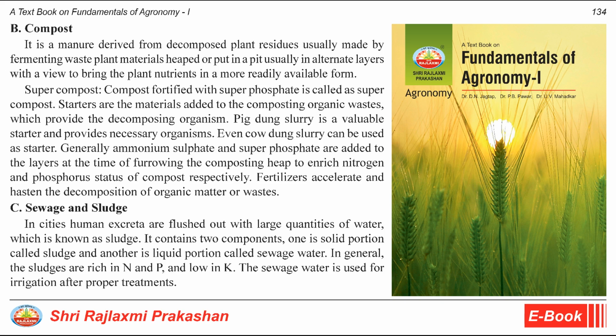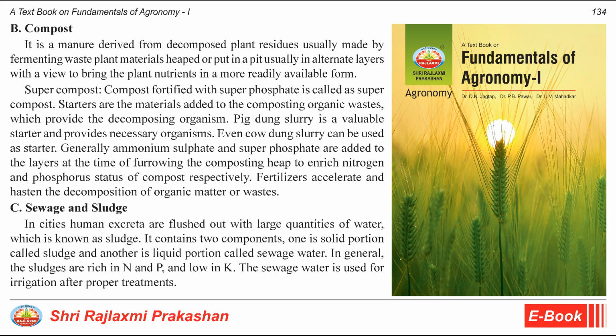Point B. Compost. It is a manure derived from decomposed plant residues, usually made by fermenting waste plant materials heaped or put in a pit, usually in alternate layers, with a view to bring the plant nutrients into a more readily available form. Supercompost: compost fortified with superphosphate is called supercompost. Starters are the materials added to the composting organic wastes, which provide the decomposing organisms. Pig dung slurry is a valuable starter and provides necessary organisms. Even cow dung slurry can be used as starter.